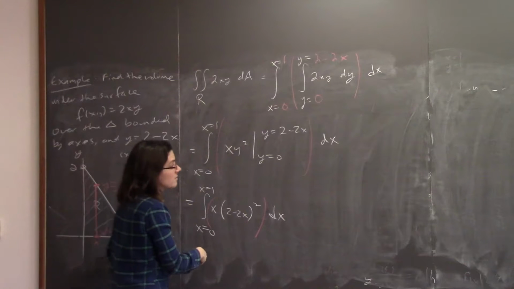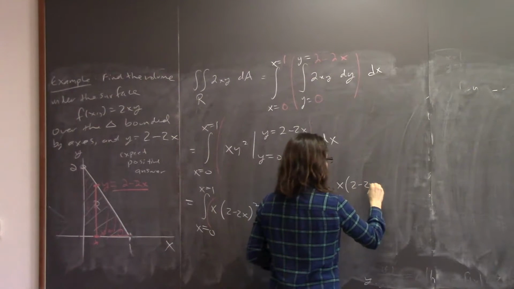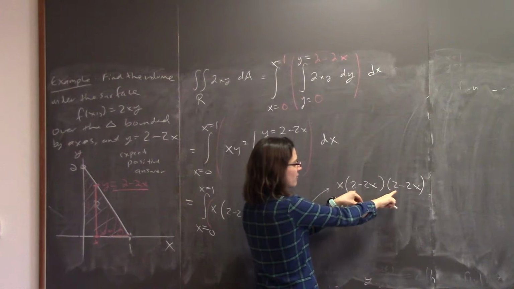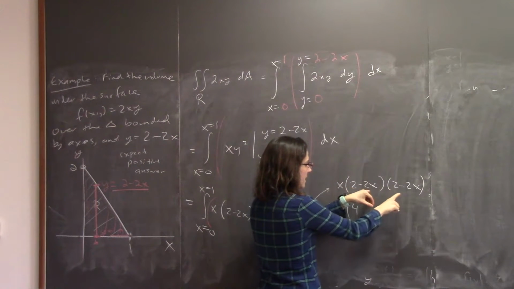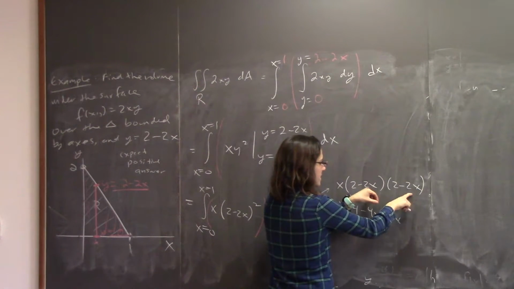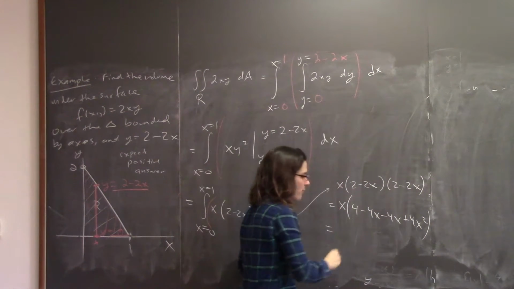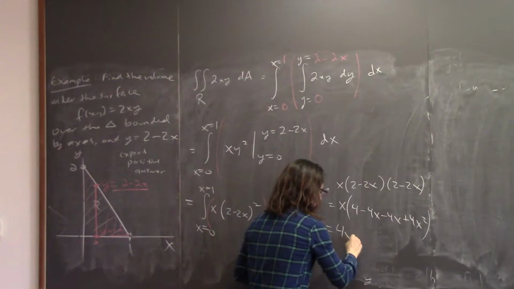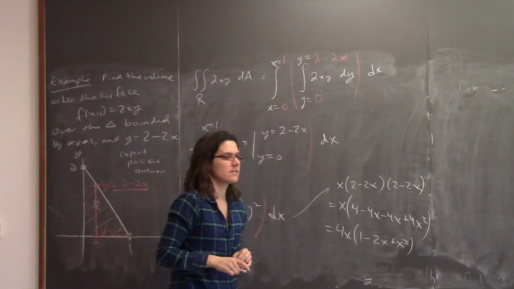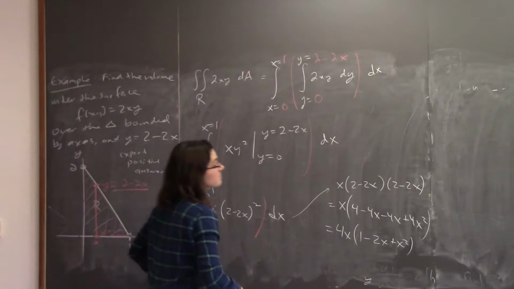So let's multiply out. Maybe we do some scratch work here. So x times 2 minus 2x times 2 minus 2x is x times, okay, I'm going to FOIL. So first is 4, inner, minus 4x, outer, minus 4x, last, plus 4x squared. Okay, and now I think I'll pull out a 4. My life will be easier then. So this is 4x times 1 minus 2x plus x squared. Is it okay? I think it's okay. Okay, so that's my integrand.